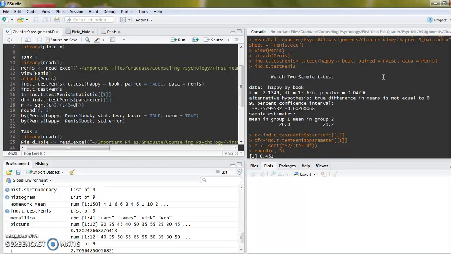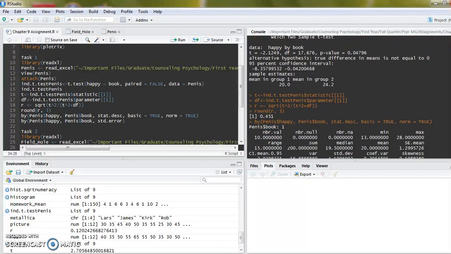The first thing that I did, I ran it, obviously right here. And it's asking us if our results are significant. They are. Our p-value is 0.04796, which is less than 0.05. So essentially we do have a significant finding. So we had an effect on our data, which is great.